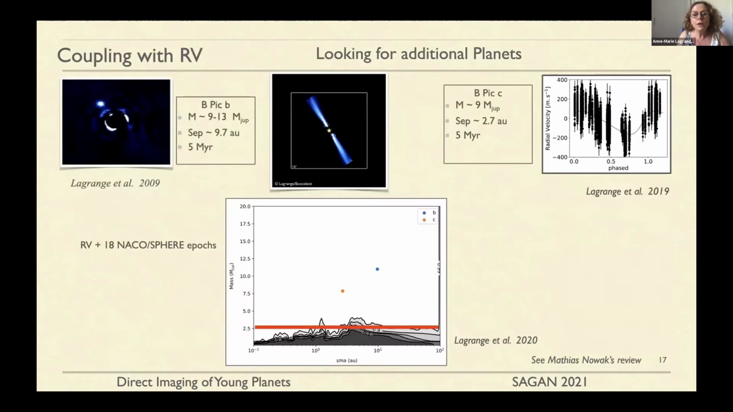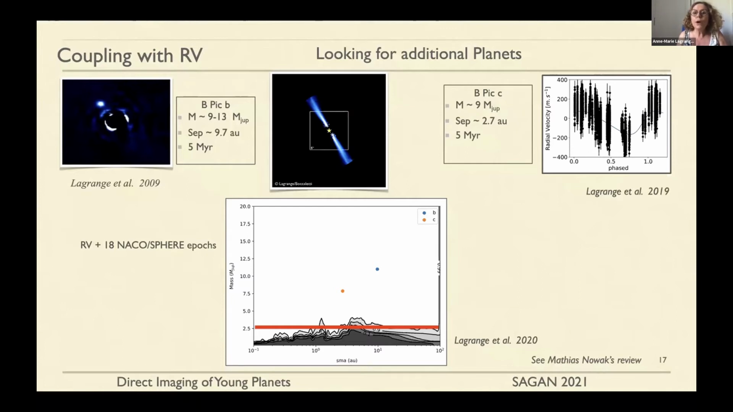Again, coupling with other techniques, you can look for additional planets and set upper limits on the mass of the planets. Here, for instance, in the case of beta Pic, combining the direct imaging and the radial velocity data, we can now rule out, besides planet c, any planet more massive than 2.5 Jupiter masses throughout the disk, from a fraction of an astronomical unit to 100 astronomical units. And this shows you the power of the technique.